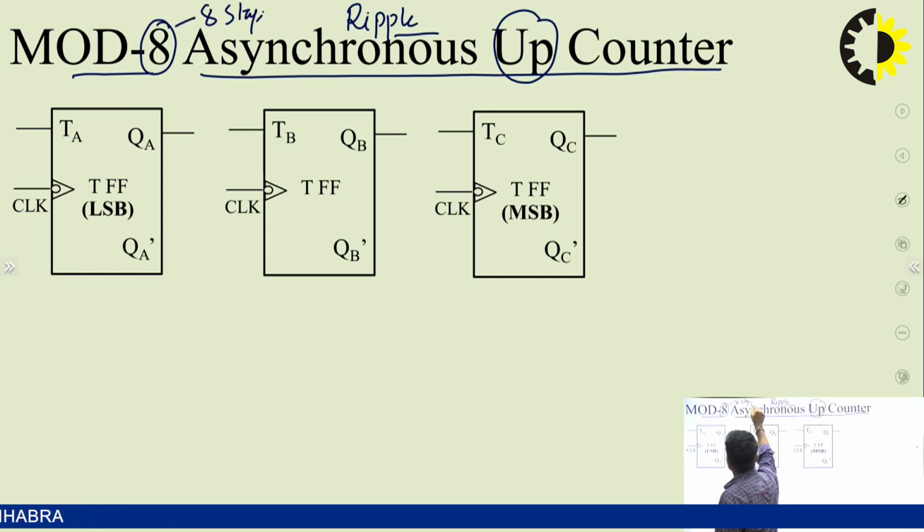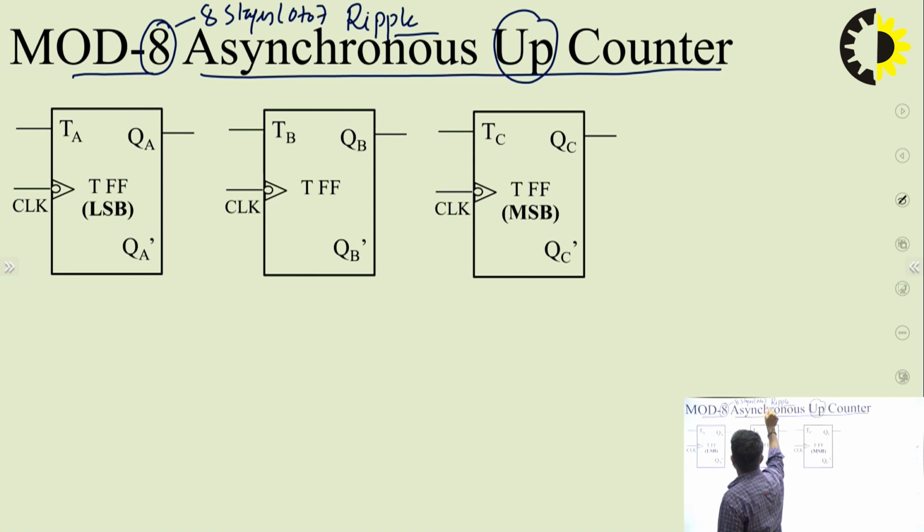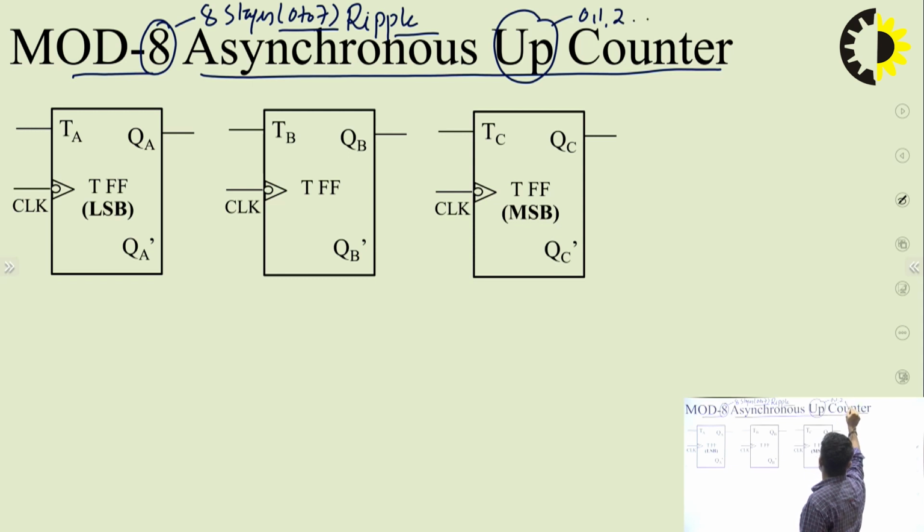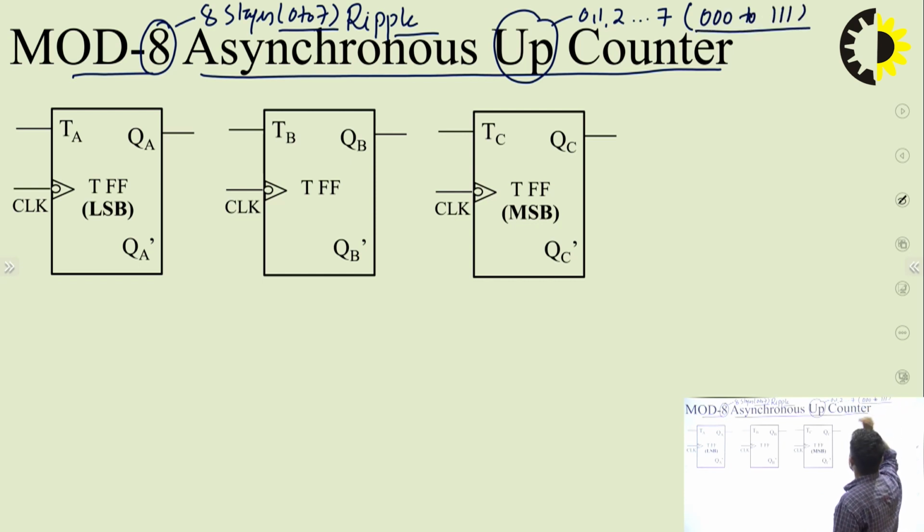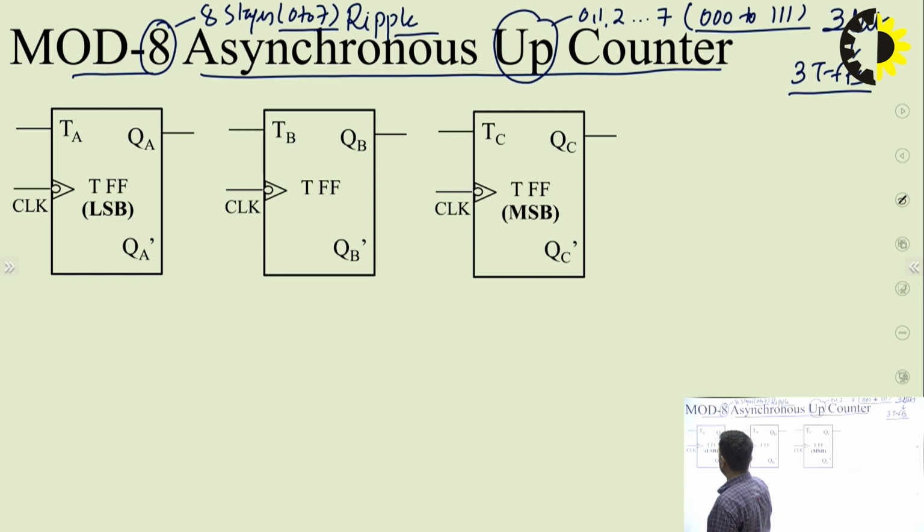Mode 8 means 8 stages, which will be 0 to 7, and up means 0, 1, 2 up to 7, in binary format from 000 to 111. So from here we can see that the maximum number of bits required to design a mode 8 counter is 3 bits. So 3 bits means 3 T flip-flops. So we have taken 3 T flip-flops: T flip-flop A, T flip-flop B, and T flip-flop C.